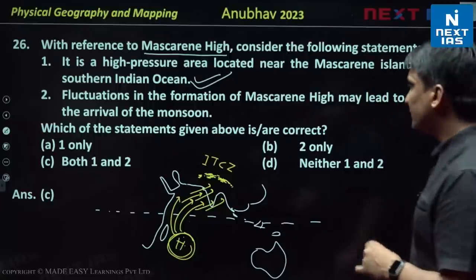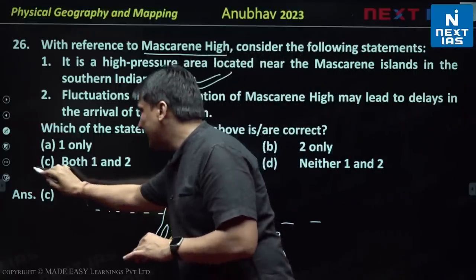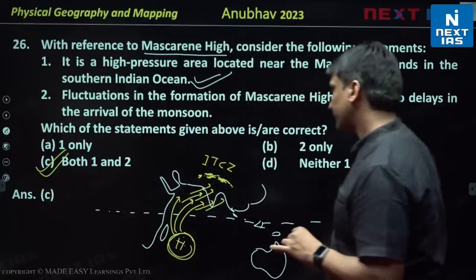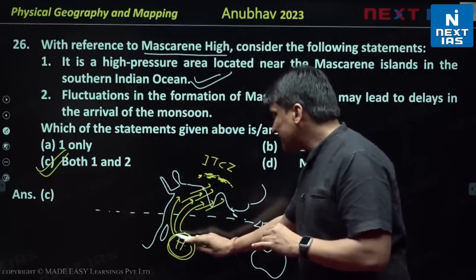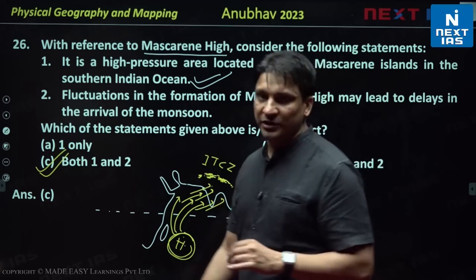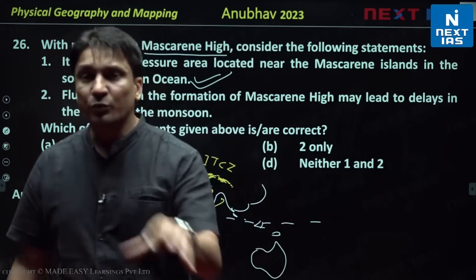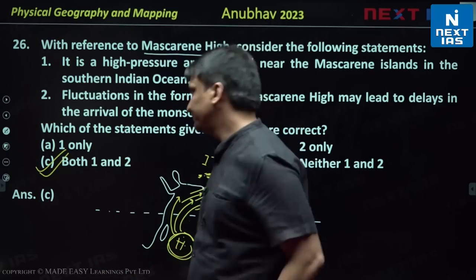Okay, guys? So this is about the second statement. So the second statement is also correct. So again, the answer is C. It's a high pressure area on the eastern side of Madagascar, and this high pressure area pushes monsoons towards the Indian subcontinent. It helps monsoon winds cross the equator in the form of cross equatorial flow.